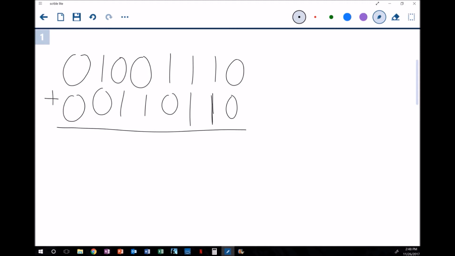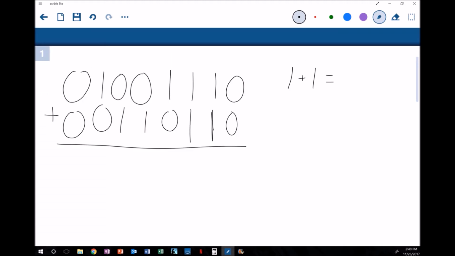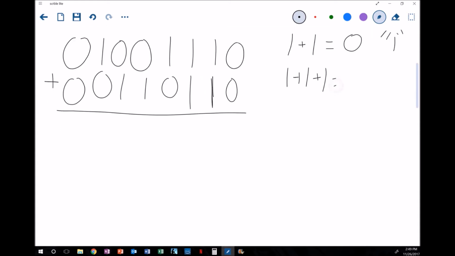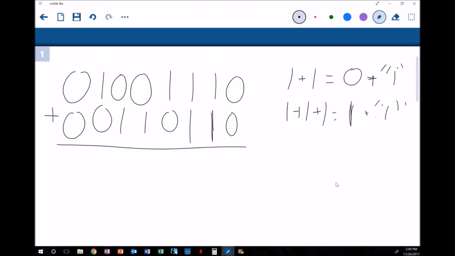Now, the thing that you need to remember is when you are adding these binary digits, 1 plus 1 equals a 0, and then you carry a 1 to the next line. And then if you have 1 plus 1 plus 1 equals a 1, and you carry a 1. So hopefully that makes sense, and as we go through the example, I think it'll make more sense.